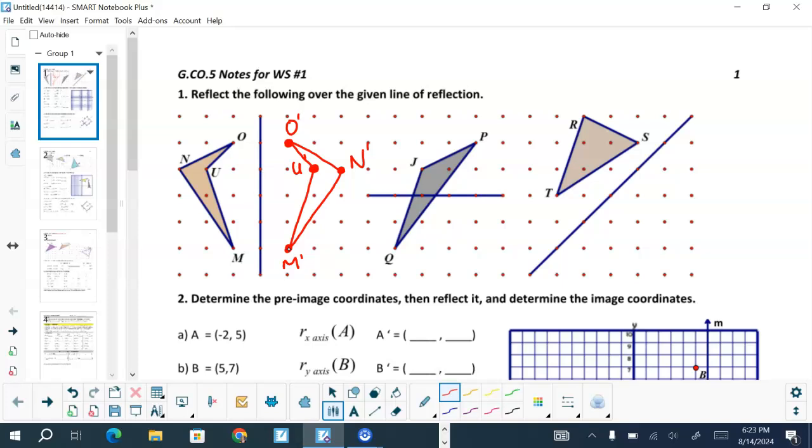So what I'm going to do up here is I'm going to trace my shape. And this is what you would be doing on your patty paper right now. So you would all be taking your patty paper, you'd lay it down on top of this in your notes here, and you would trace the shape J, P, Q, and I would want you to trace that line of reflection, okay? So I want you guys to do that, and I'm going to do it up here as well.